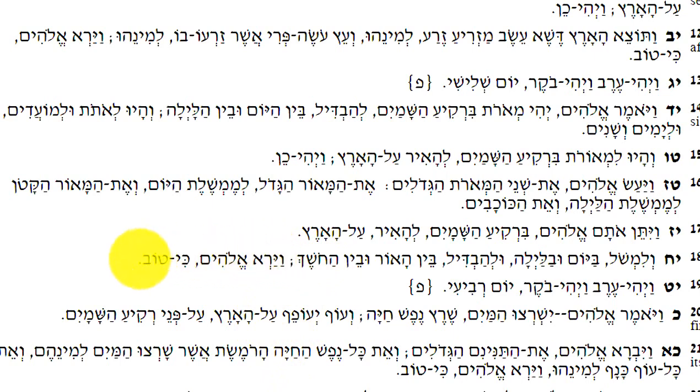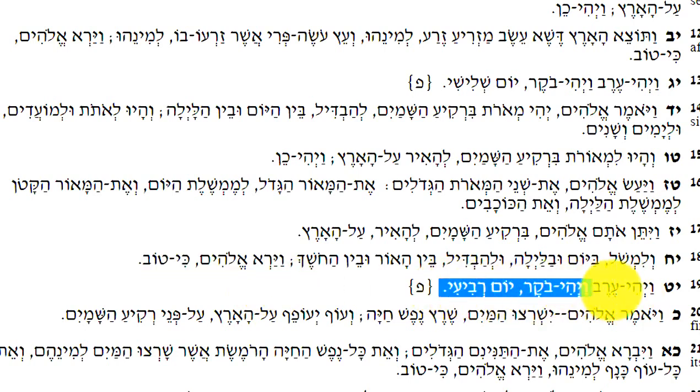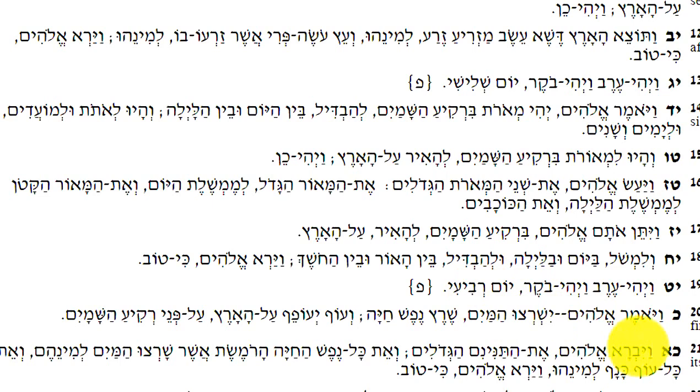Vayar Elohim ki tov. You should know this by now because it's come up a number of times before. And God saw and it was good. Vayehi erev vayehi boker yom revi'i. We've had this before. Revi'i means the fourth day. And there was evening and there was morning, the fourth day.